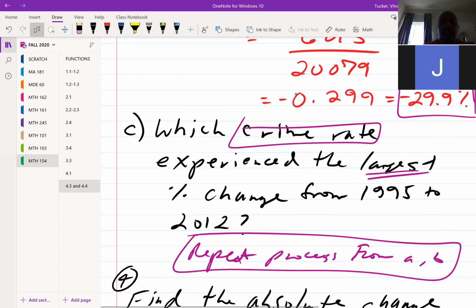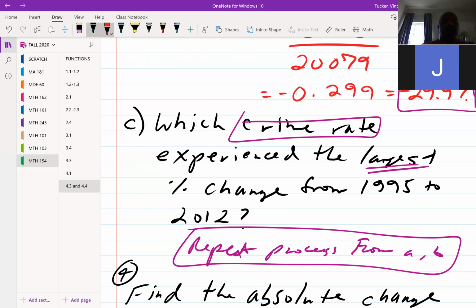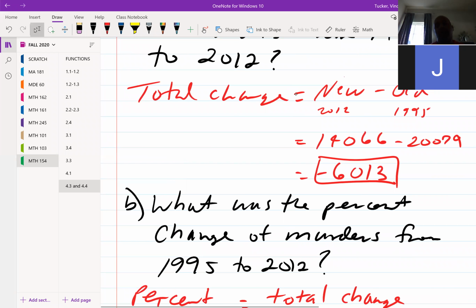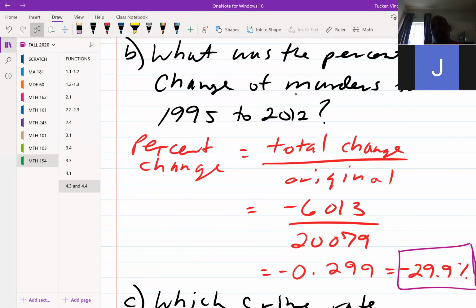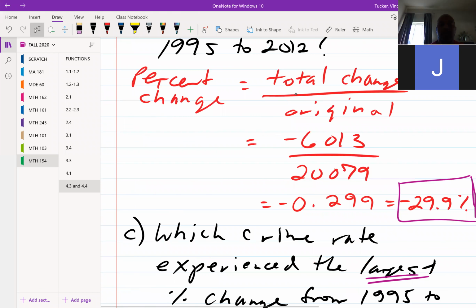The next one, I didn't do C because it says which crime rate experienced the largest percent change from 95 to 2012. And so you will just repeat the processes for A, B. They have 4 different categories: a violent crime rate, murder crime rate, property crime rate, and I think the other one was motor vehicle theft rate. So you just take each one of those rates and repeat the same process from A to B. You subtract the new and the old values from 2012 to 1995, then divide by the original value. And then whichever one had the largest percentage would be the actual answer.